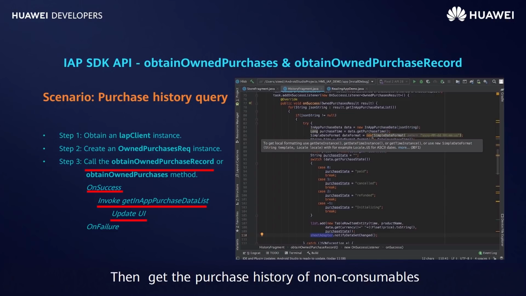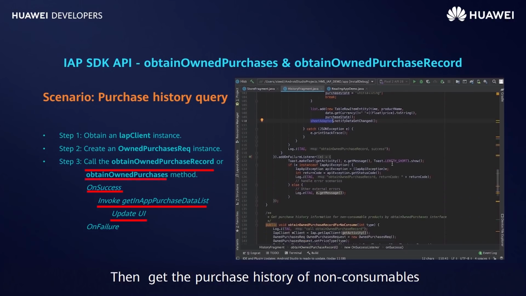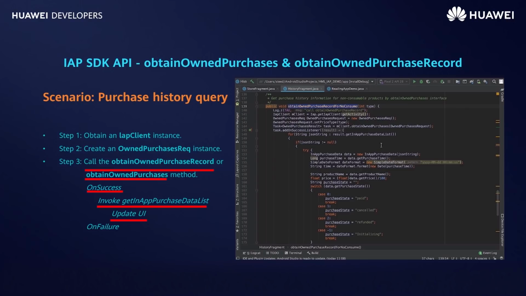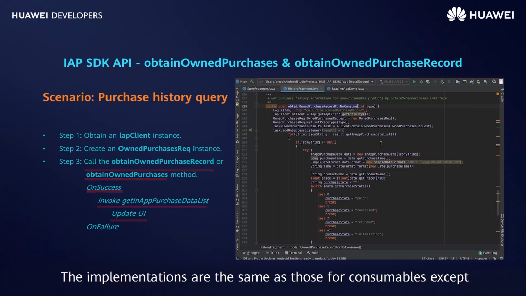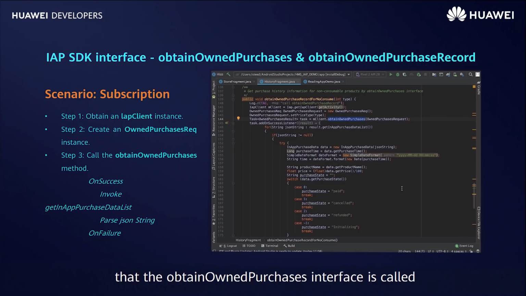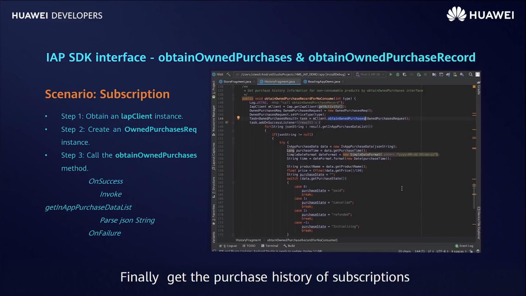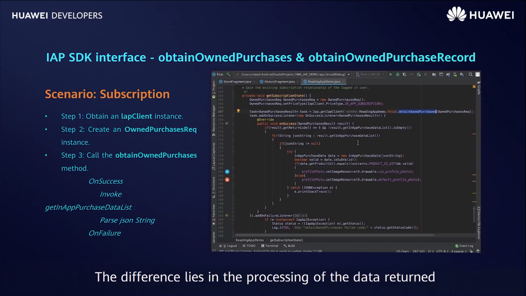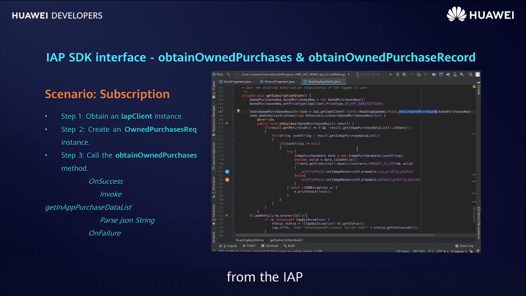Then get the purchase history of non-consumables. The implementations are the same as those for consumables, except that the price type is set to non-consumable when the obtain owned purchases interface is called. Finally, let's see how to get the subscription relationship by using obtain owned purchases. The call method of obtain owned purchases is the same. The difference lies in the processing of the data returned from the IAP server.